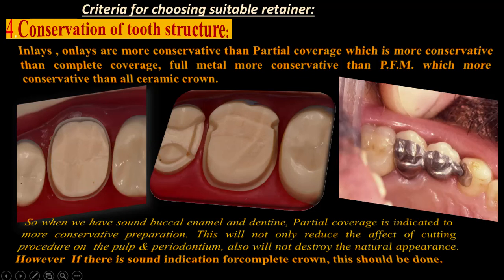طبعا إذا نريد نستعمل 3/4 partial crown you have to have sound buccal and enamel and dentine وbulky tooth. Okay. Partial coverage is indicated for more conservative preparation. This will not only reduce the effect of cutting on the pulp. Cutting procedure effect, as we know, we have a thermal injury to the pulp, while then you might injure the periodontal tissue. Also, they destroy the natural appearance of the tooth. طبعا لذلك مرات احنا نفضل نستعمل 3/4 لأن we leave the facial surface uncut ويبقينا natural appearance أو natural contour of the tooth اللي هو طبعا أضبط من أي artificial work.